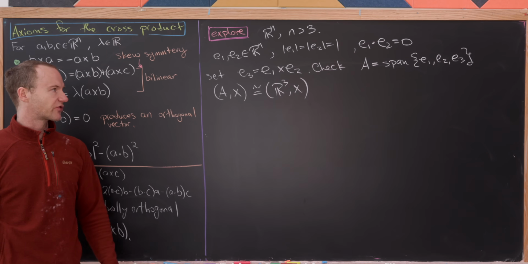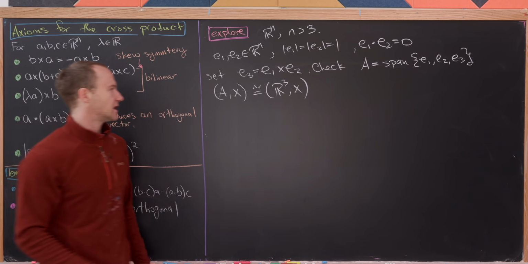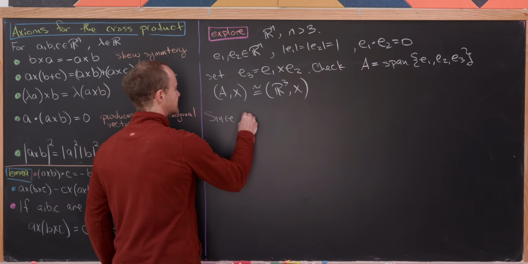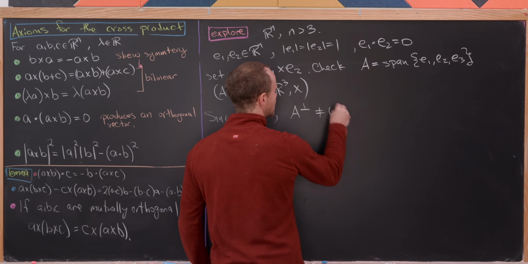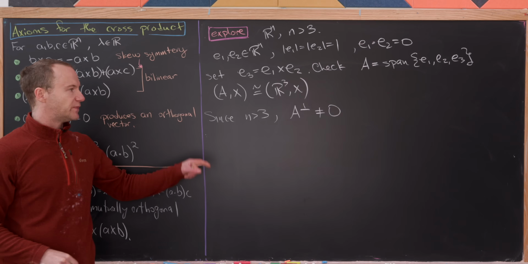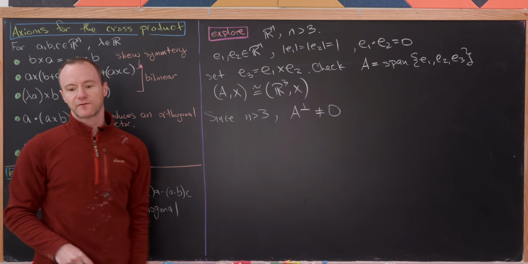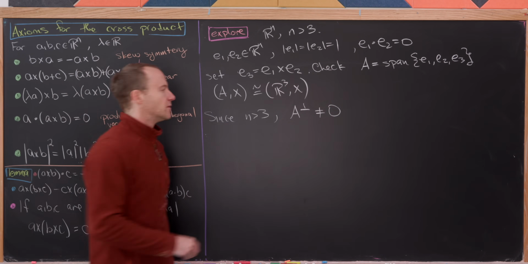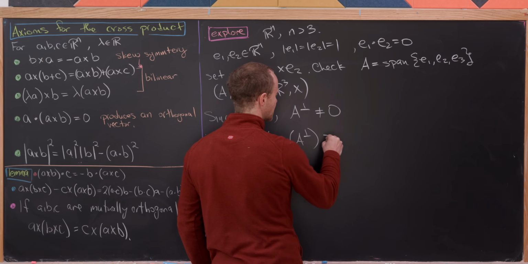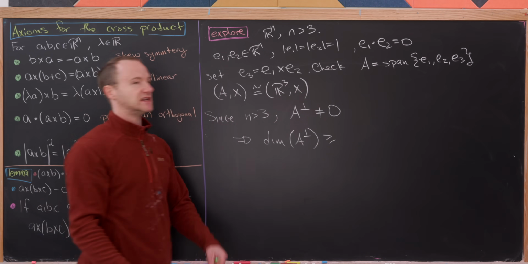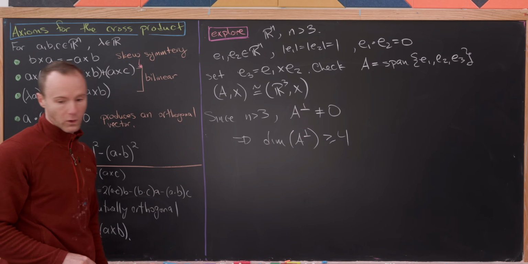So it's a copy of the three-dimensional cross product inside of Rn. Okay, and then let's also notice this. Since n is strictly bigger than 3, we know that A complement is not equal to 0, because we've got things outside of A, since this is 4-dimensional space or higher. But then by our previous result, the dimension of A complement is bigger than or equal to the dimension of A plus 1. So that means it's bigger than or equal to 4.